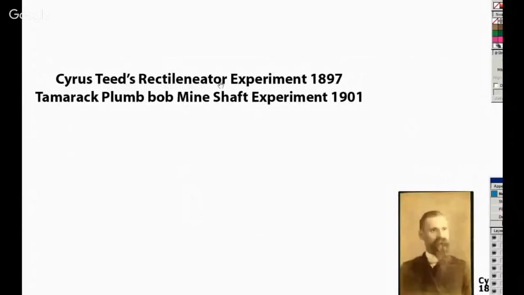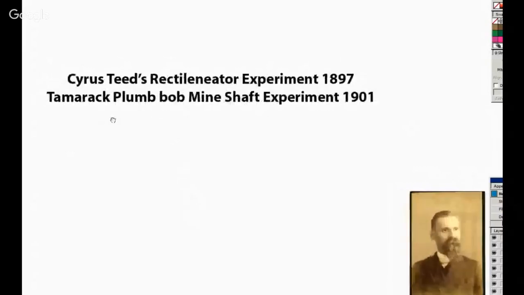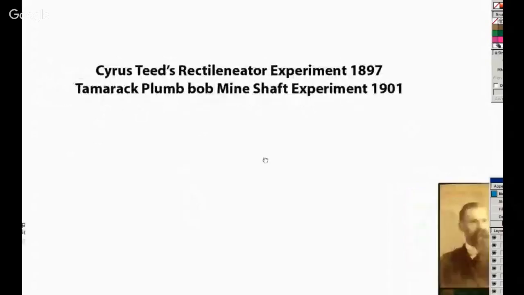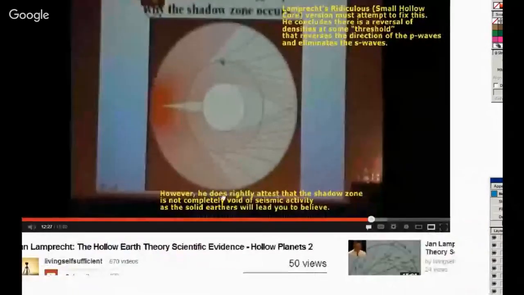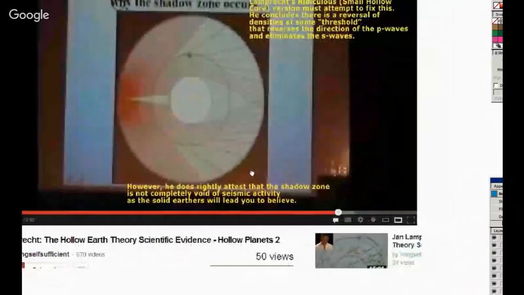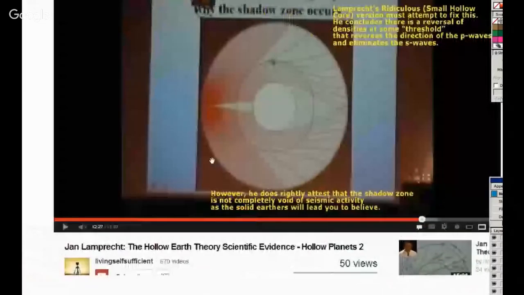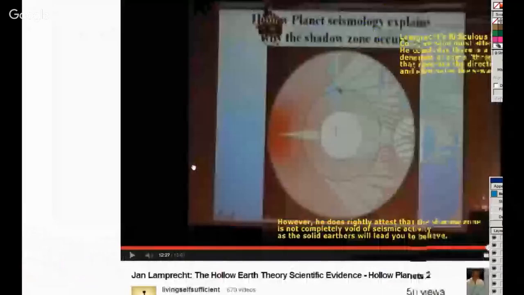Cyrus Teed performed a rectilinear experiment in 1897, and there's also the Tamarack plumbob mine shaft experiments, which showed that the plumbobs actually diverged at the bottom of the mine shaft. So basically, one thing that Lamprecht does right is that he does attest that the shadow zone is not completely void of seismic activity. The solid Earth is what we believe. And another thing about the solid Earth is they have to figure out why the P waves are reaching the other side of the Earth a lot later than they should.